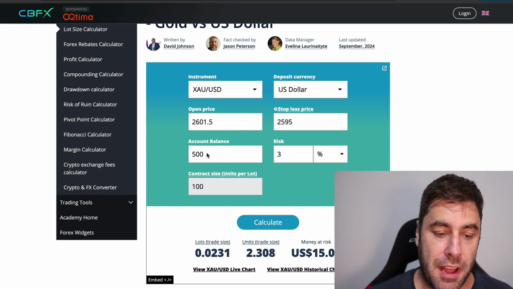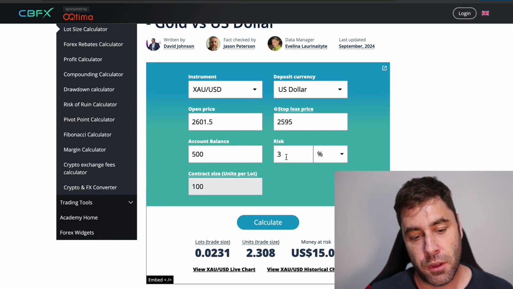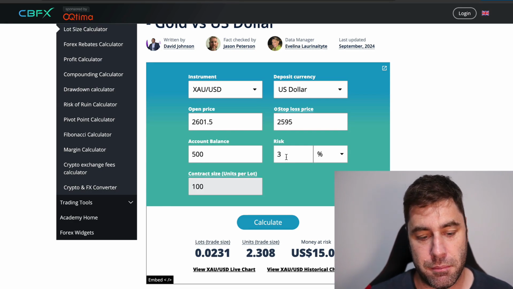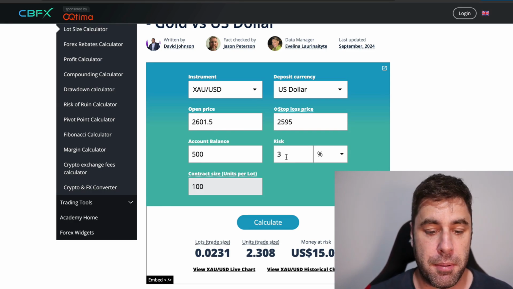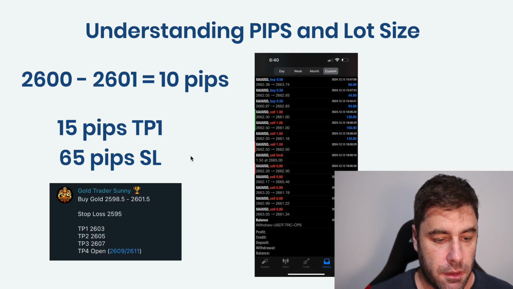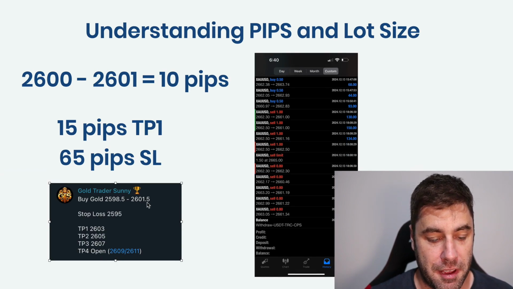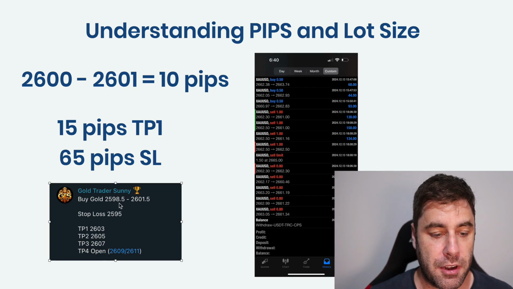So let's just say you have a $500 balance on your account and you want to risk around about 3%. I usually risk around 5 to 10, sometimes more, but you want to risk around about 3%. What you want to do is take the entry price that you enter in, which is 2601.5 in this case, or 2598.